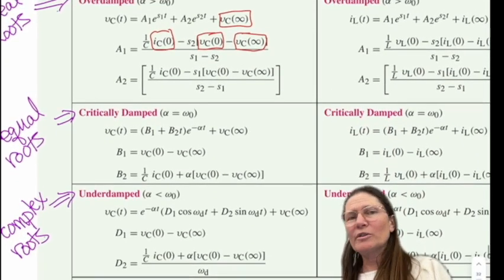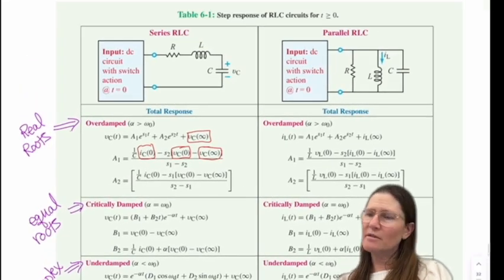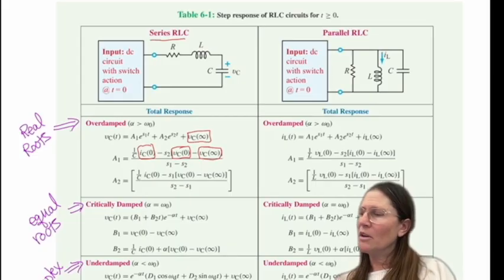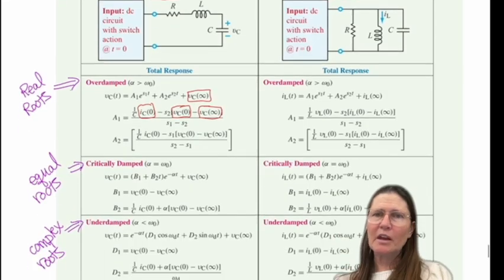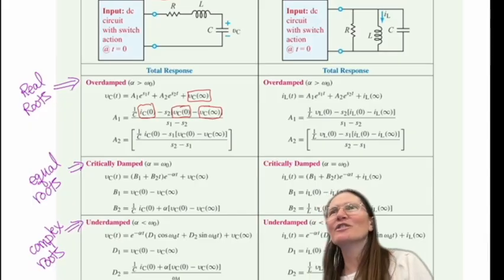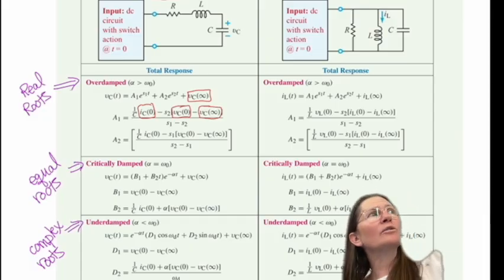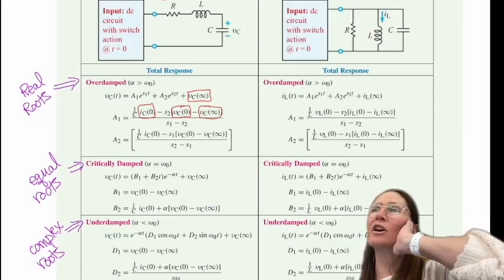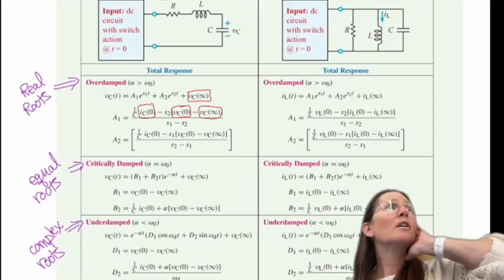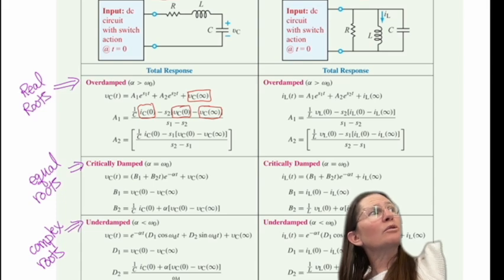So that was the overdamped example that we went through, and we did it for a series RLC. And then a parallel RLC is very similar. Again, you can just find the initial and the final values for the currents and the voltages, and then you can use the equations to find the constant values. So those are when you have two real roots.